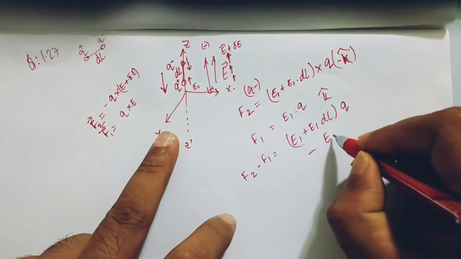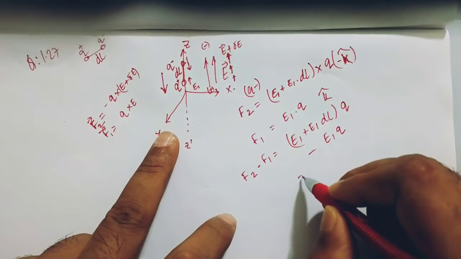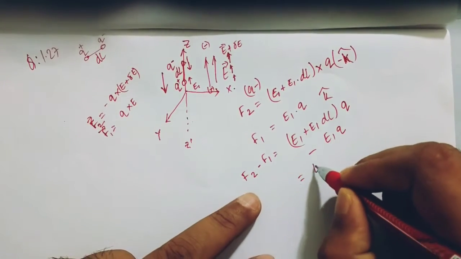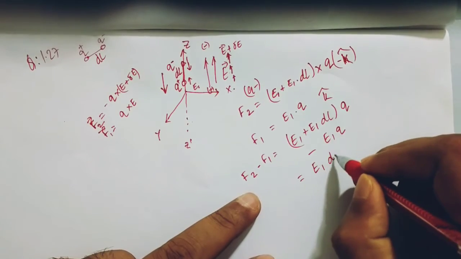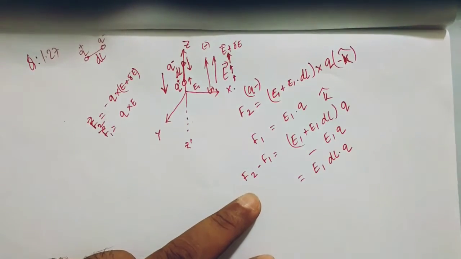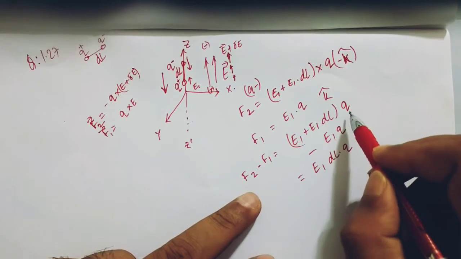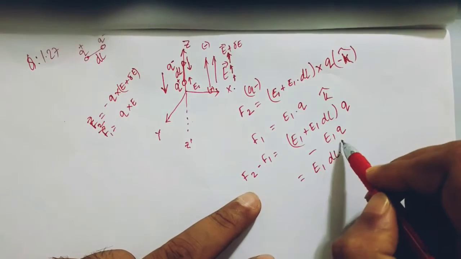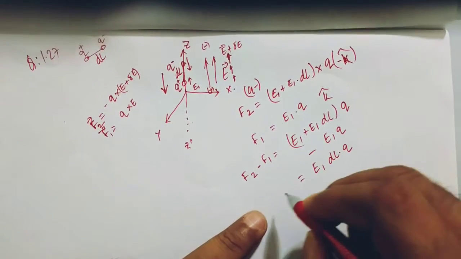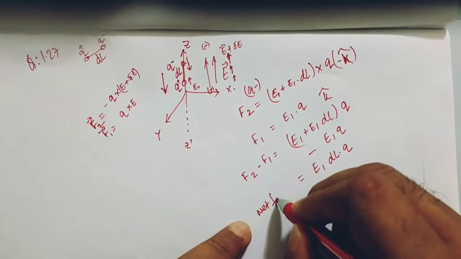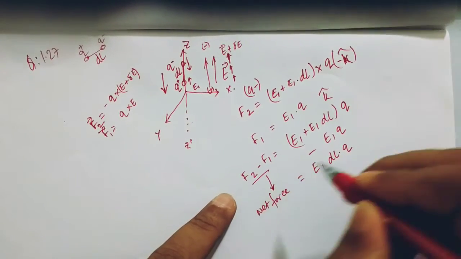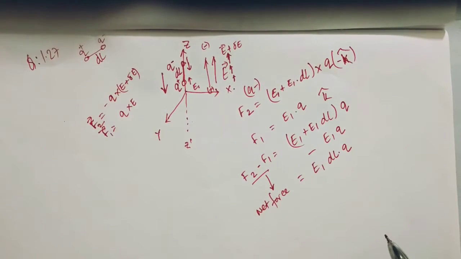So this will be E1Q. So the net force will be E1 dl and Q. See, this is E1 dl and Q, because E1Q and E1Q both neutralize each other. So the net force is this much.